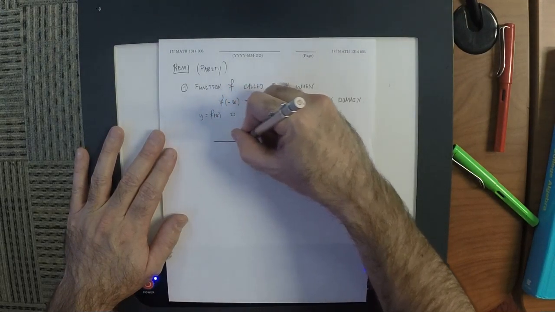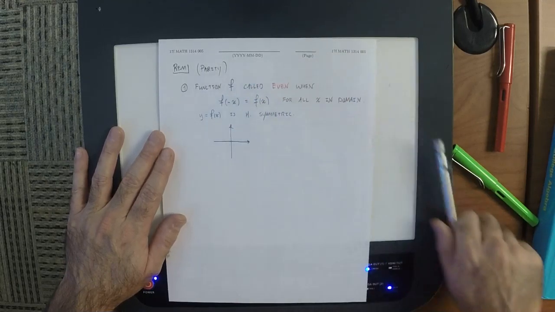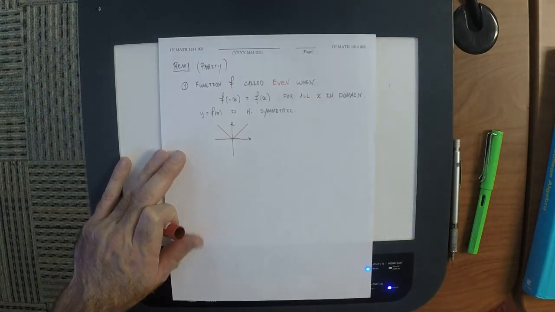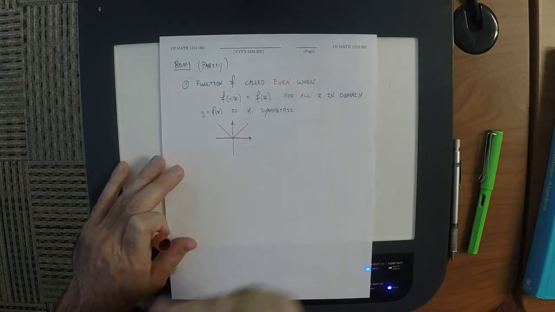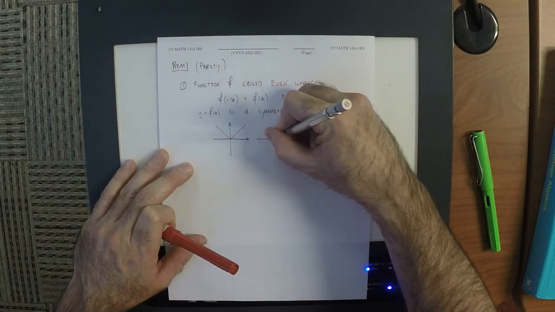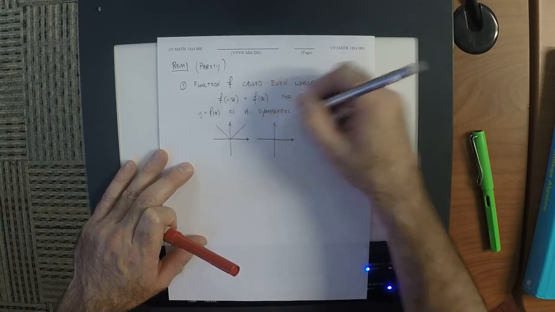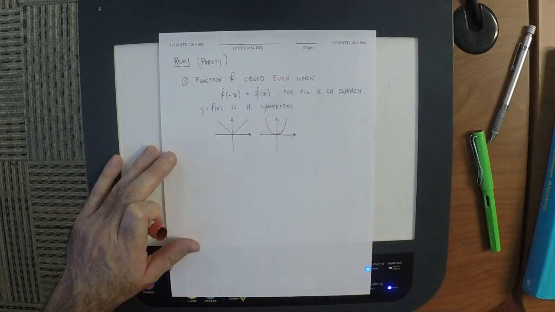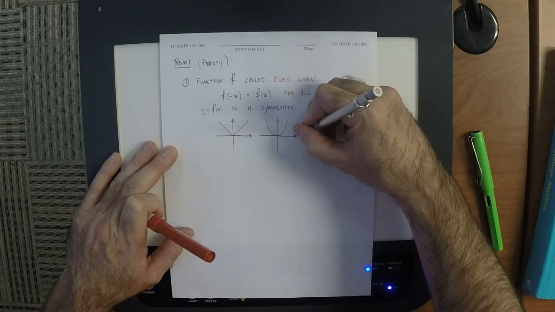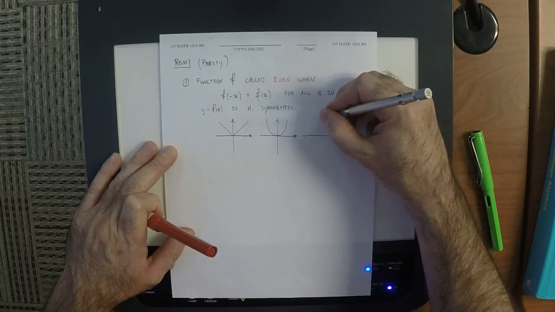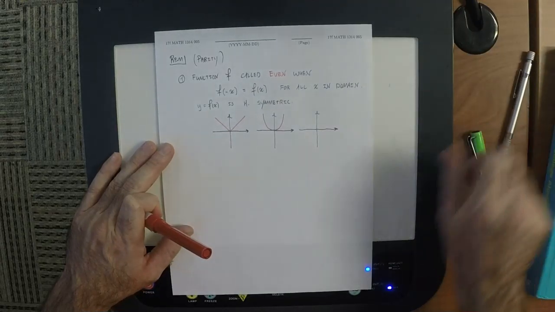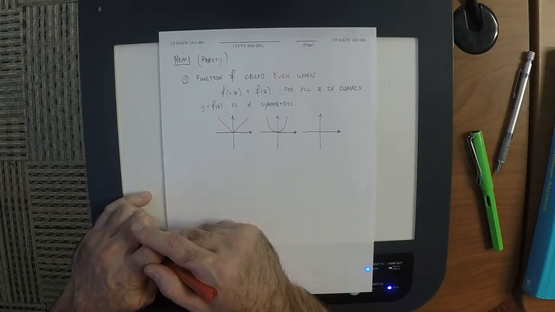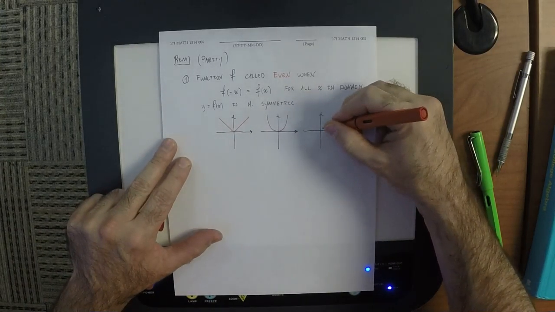So the example from the previous page that I drew was absolute value. Can someone give us another example? Parabola. Can someone give us a non-example? A function that is not even. Not horizontally symmetric. Which one? Cube? Okay. That one's good.